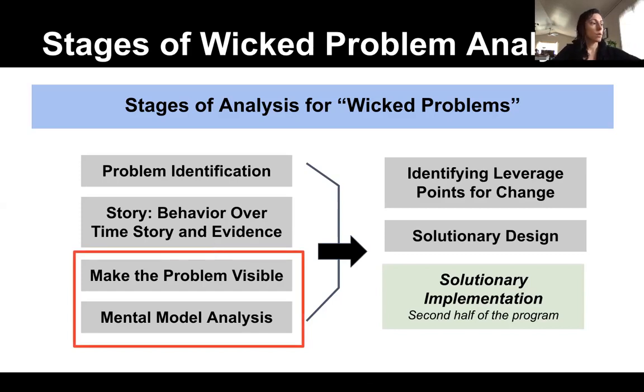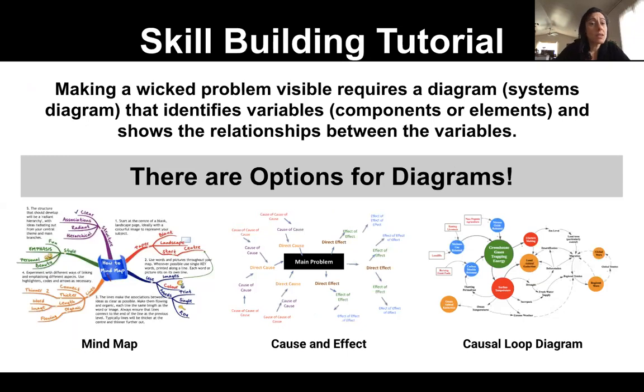Typically, if you're going to do this work, you're going to then move into solutions, right? That's the exciting part of analyzing a wicked problem: how do we actually find solutions? But in order to find solutions, it's important to make the problem visible so you can really look for what are the best places to intervene in this challenge or in this system. So there's a lot of options for making a wicked problem visible. And we're going to do some skill building in this video to understand what it really looks like.